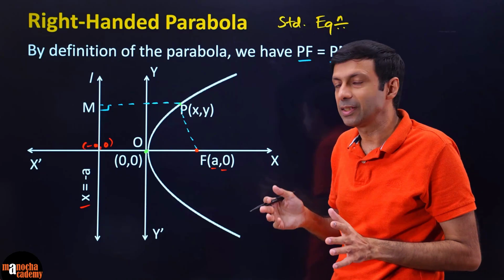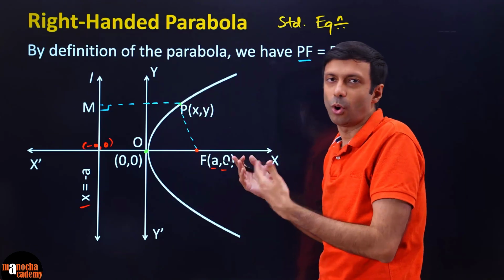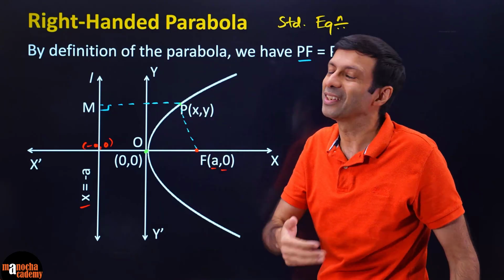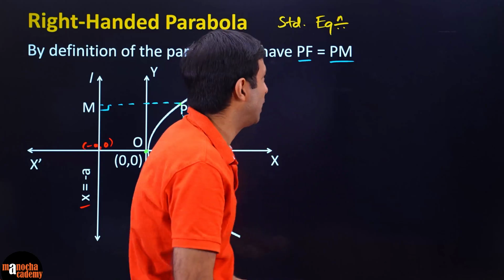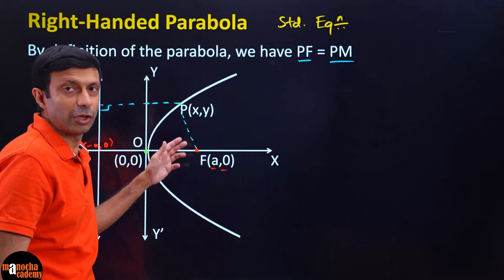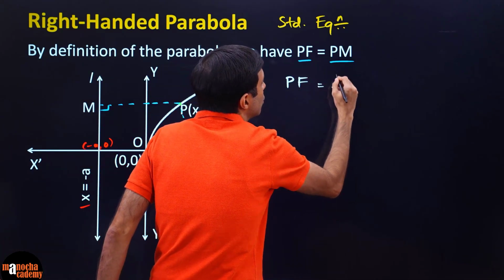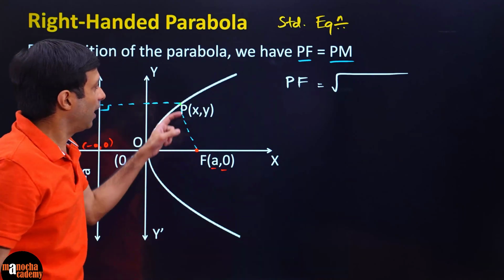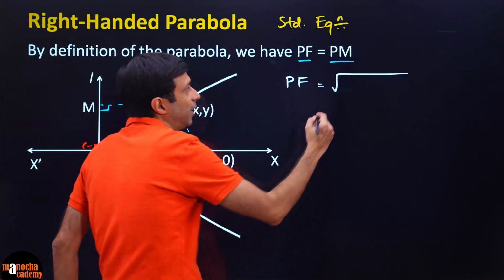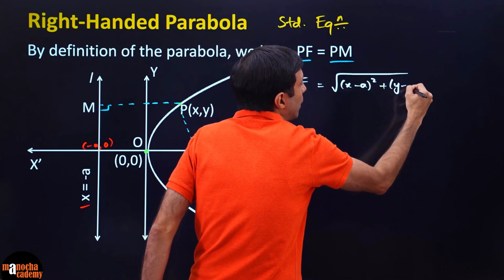So how do we do that, guys? What is this distance PF? Can you tell me? This is a 2D plane, coordinate geometry. So basically we need to find this distance PF. We will use the distance formula. So let's do that. To find PF, we'll use the distance formula, and PF is going to be equal to the square root of (x minus a) whole square plus (y minus 0) whole square, right? (x minus a) whole square plus (y minus 0) whole square.